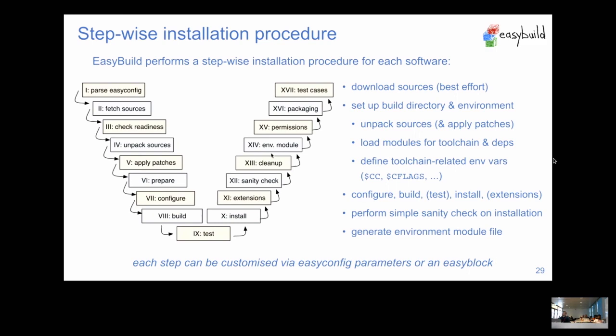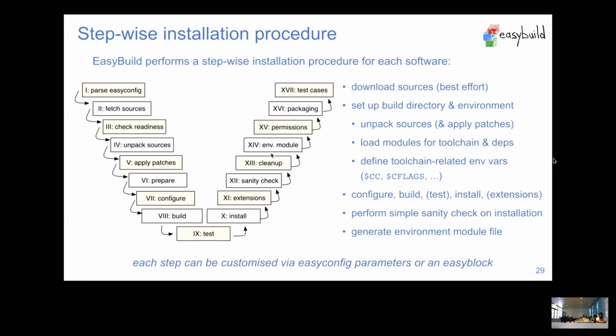Then it does a basic configuration. It will do the build step, which involves compiling the software. Maybe there's a separate make test step or something, which will be done as well. Once all of that worked, it will go ahead and do the actual installation. So it will copy the binaries to the final installation directory, maybe using make install, or maybe just by actually copying files, depending on what the software provides. There may be extensions listed, additional Python packages or something like this to install. It will take care of that.